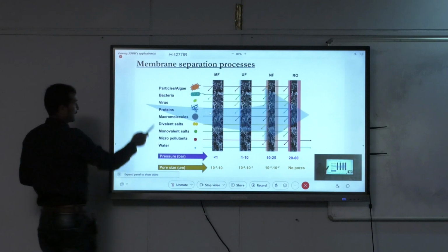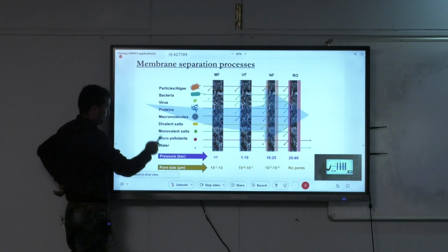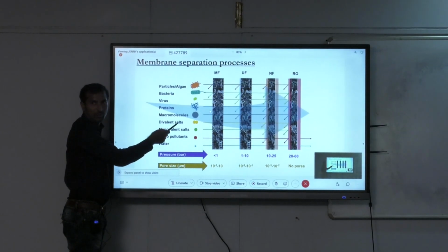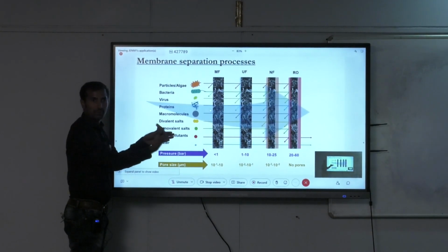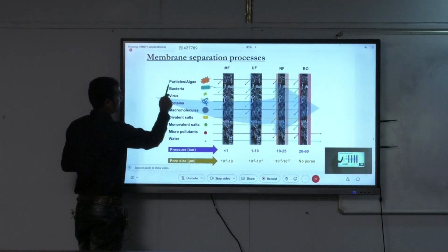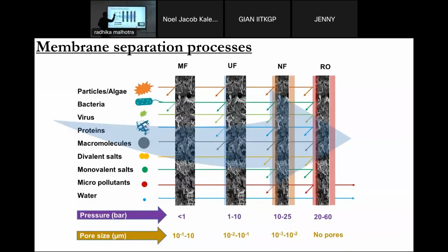Here I show you the example of what solutes or pollutants can pass through the membrane and which can be rejected by the membrane. Look at this first example. These particles are algae. These sizes are more than this one, above 10 micron.